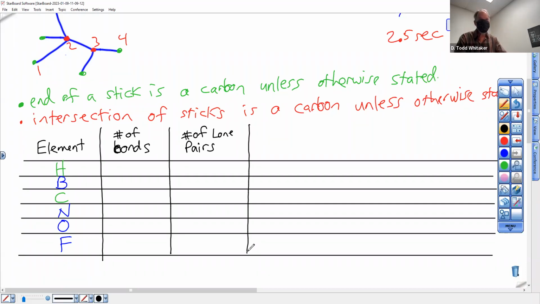How many bonds does hydrogen like to make? One. And when it has that one bond, does it have lone pairs? Better not. First row elements have room only for 2 electrons around the nucleus, right? Why don't you go straight to carbon now? Most important, right? You got to know how many bonds carbon makes every time. What is it? 4. How many lone pairs does carbon like to have? It does not like having lone pairs.